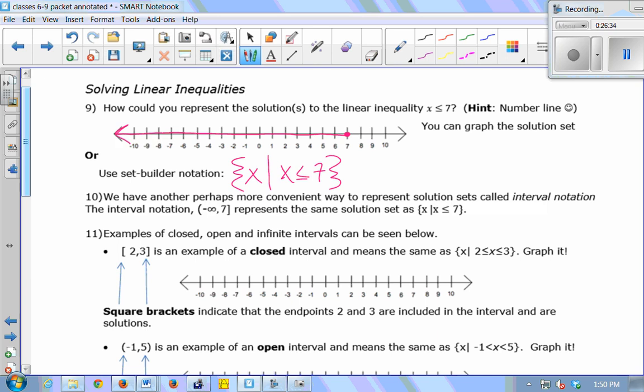If you include the endpoint, you put a square bracket, and if you don't include it, you put a round bracket. So I have a square bracket on the 7 because the 7 is included in the set, right? I put it because it's or equal to. Why do you think I put a round bracket on the negative infinity? Yeah, negative infinity isn't a number. It's not an endpoint of an interval. It just means keep going forever, right? So you can't ever get to infinity, so we can't include it in the set.